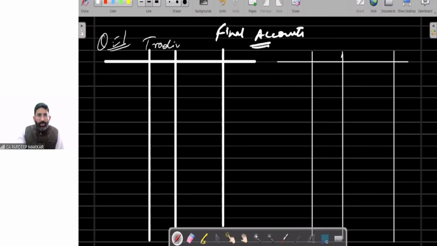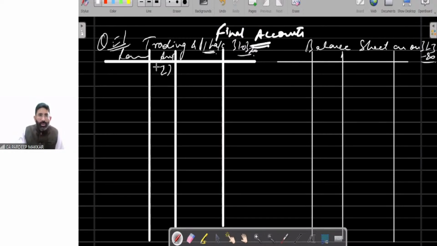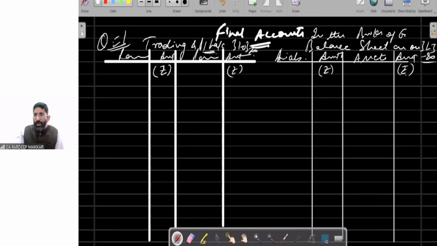It is trading and P&L account, obviously for 31st March 20, and this is balance sheet as on 31st March 20, and we are writing particulars, amount, currency, particulars, amount, currency. That is all simple. In the balance sheet, we have to write liabilities, amount, assets, amount. That is all simple. Everyone knows it, I assume. So not going to give more stress on it. In the books of Ganguly, we are doing it.